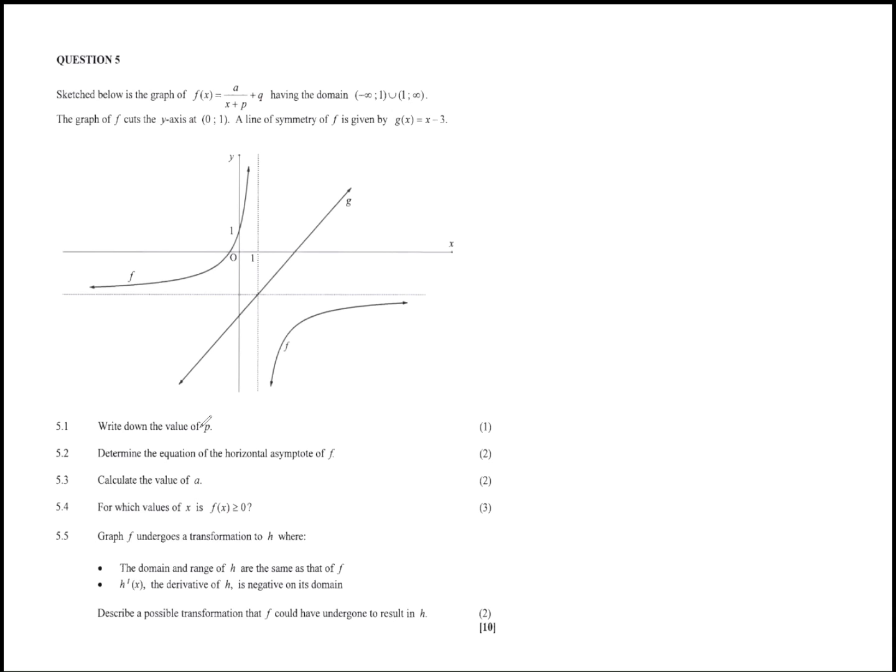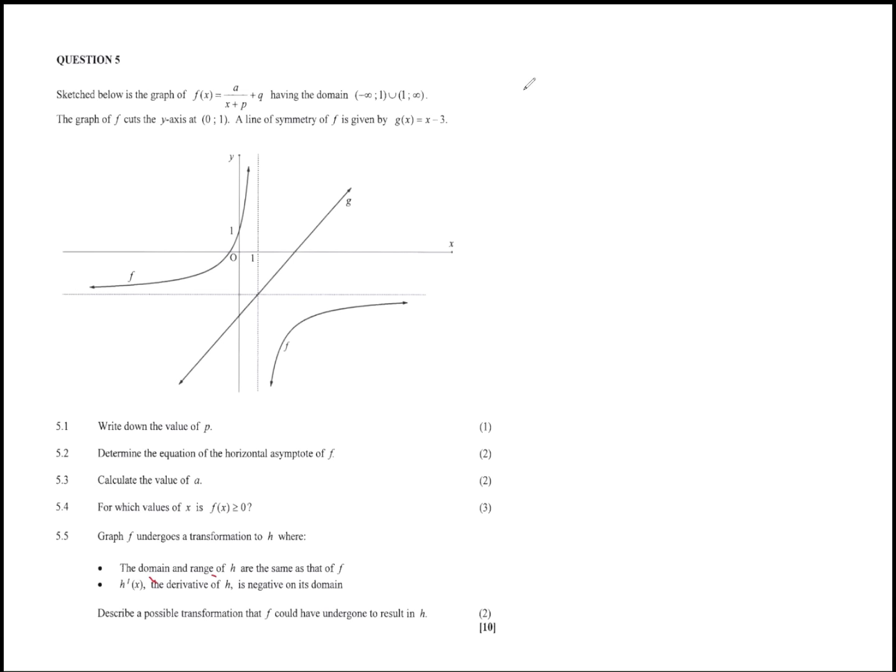It says graph f undergoes a transformation to h where the domain and range of h are the same as that of f, right? So they're mentioning that the domain and range of h would still be the same, even if this transformation takes place. But then h prime x, which is the derivative of h, is negative on its domain, right? So they say describe a possible transformation that f could have undergone to result in h.